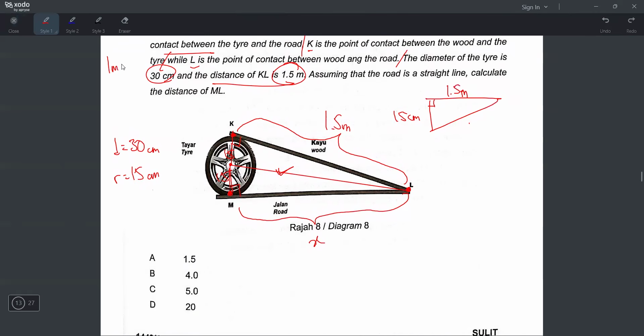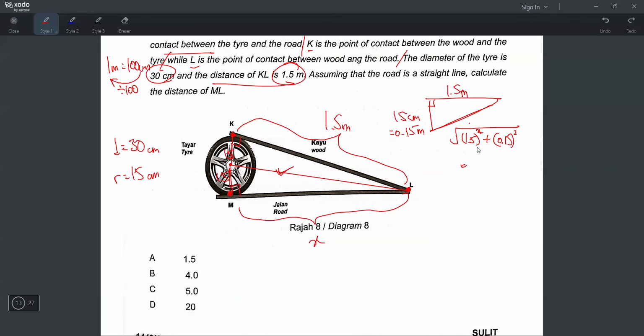1 meter is equivalent to 100 cm. So if I want to convert to meter, I have to divide by 100. So this one divided by 100 is 0.15 m. Right? So everything just use in meters. Now use Pythagoras theorem. Square root, bracket square, plus bracket square. Here is 1.5, here is 0.15. Why plus? Because you are finding the hypotenuse, the longest side. So kena plus.